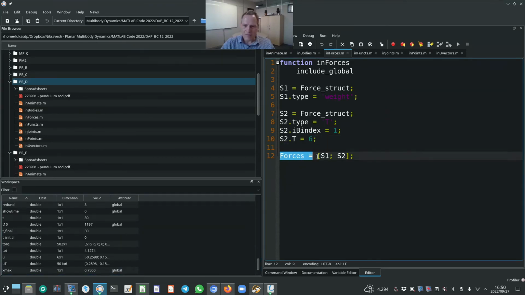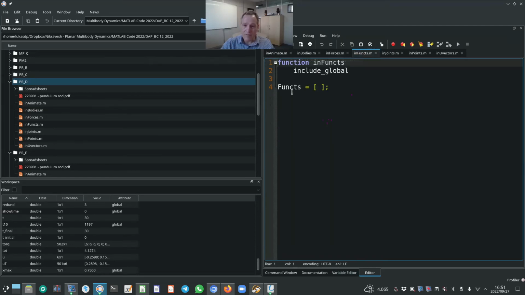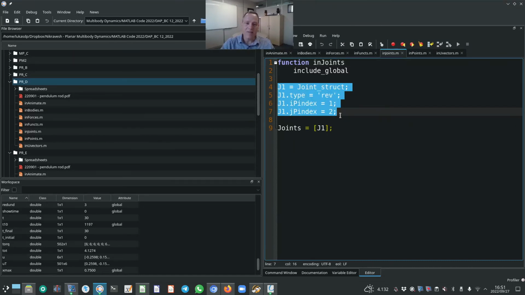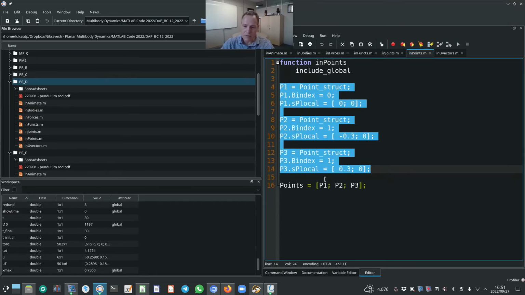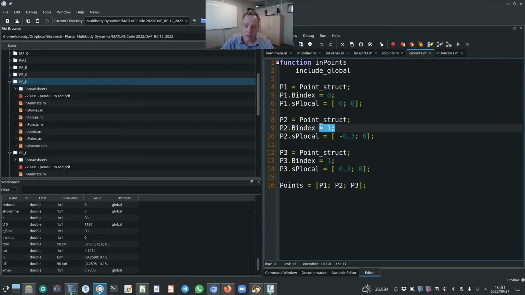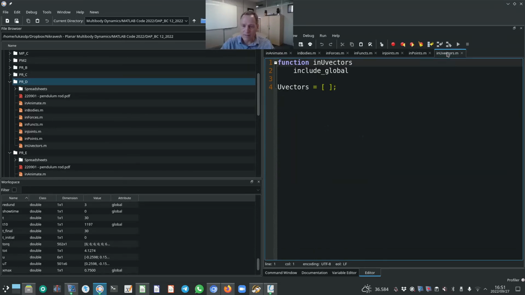Okay, so our forces, we list both of them, S1 and S2, in this list over here at the bottom. The function infuncts is empty, I should say. In injoints, we now revert back to the single revolute joint that we defined earlier. It's different from the inverse dynamic analysis. Inpoints is exactly the same as before, points 1, 2, and 3. Point 1 being on ground, point 2 being on body 1, and point 3 also being on body 1. And inuvectors is also empty.